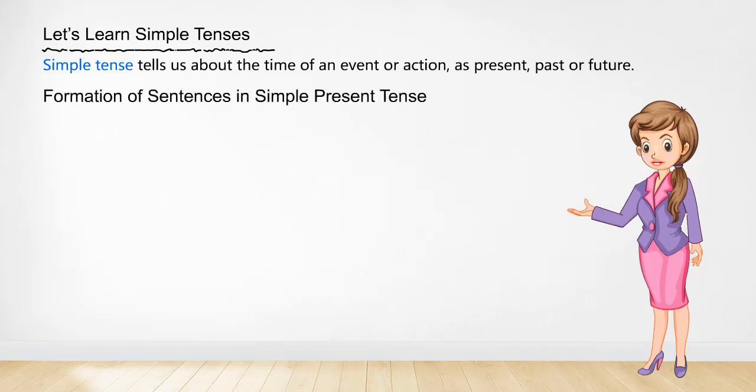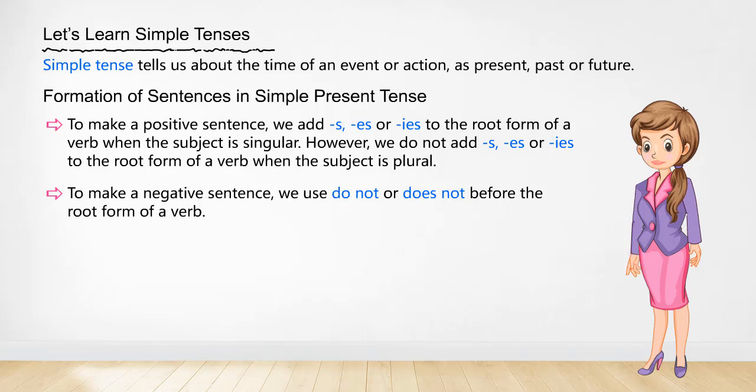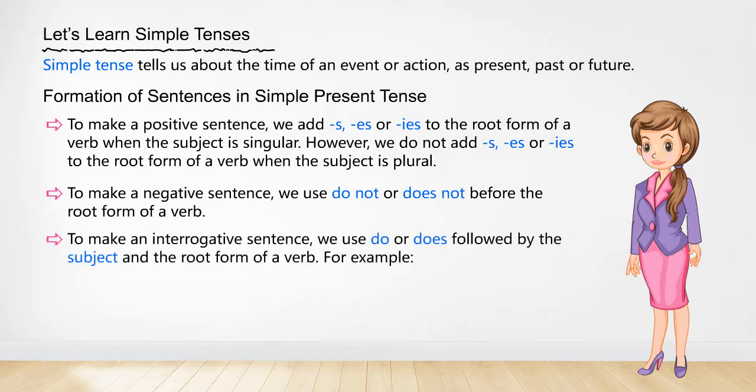Formation of sentences in simple present tense. To make a positive sentence, we add s, es or ies to the root form of a verb when the subject is singular. However, we do not add s, es or ies to the root form of a verb when the subject is plural. To make a negative sentence, we use do not or does not before the root form of a verb. To make an interrogative sentence, we use do or does followed by the subject and the root form of a verb.